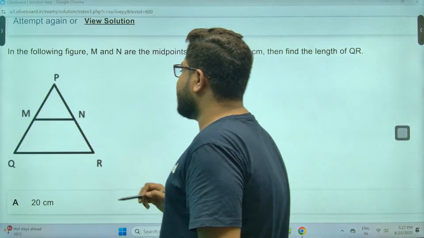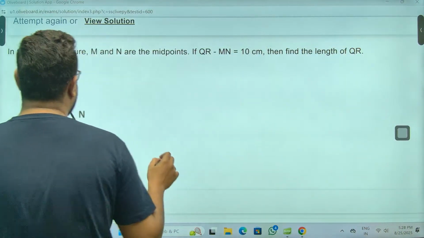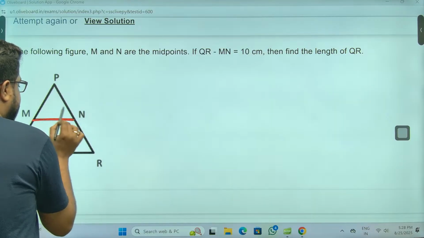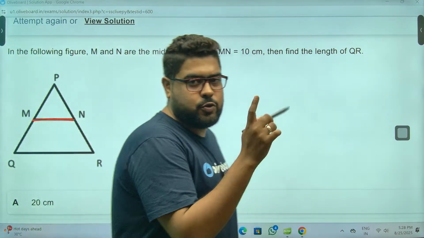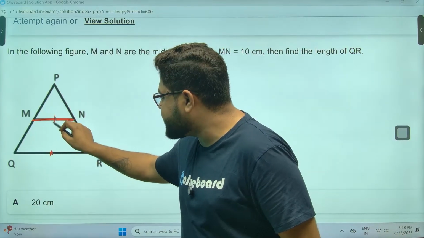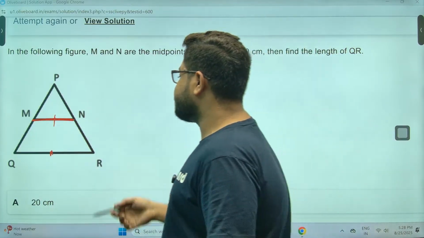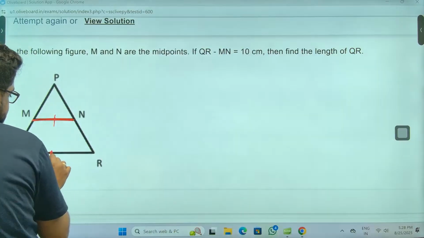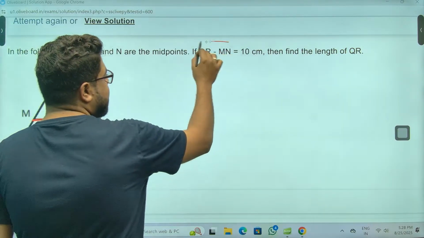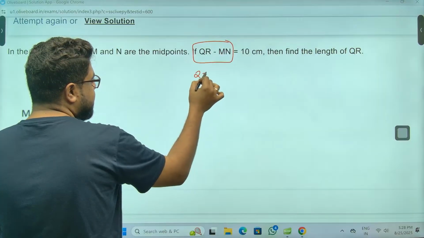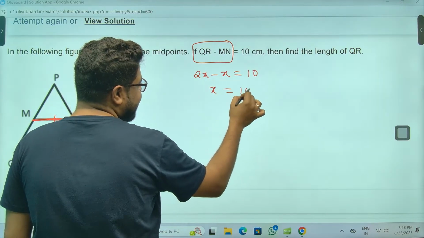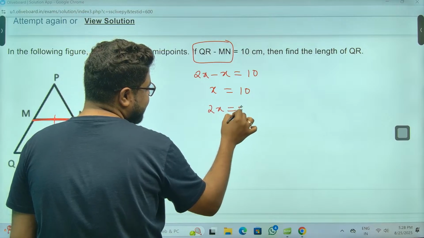M and N are the midpoints. Sorry, QR minus MN. Sir, midpoints meaning a line joining the midpoints of two sides of a triangle is always half of the base. This is half, sir. So if this is 2x, this is x. Given QR is 2x minus MN is x equal to 10. So x is 10, sir. QR is 2x is 20, sir.